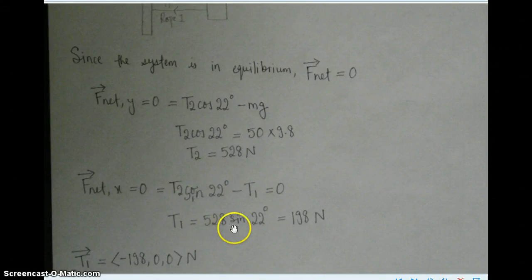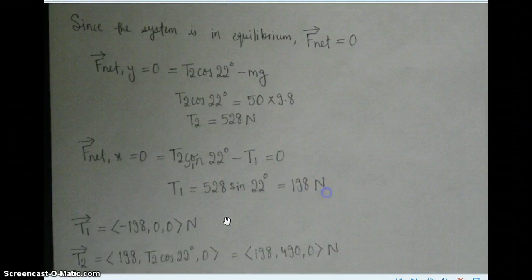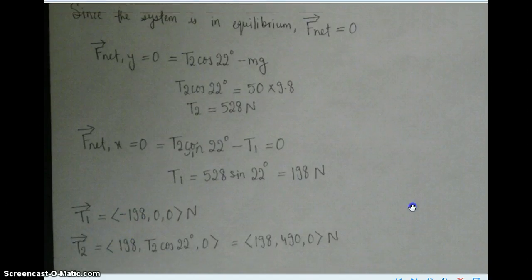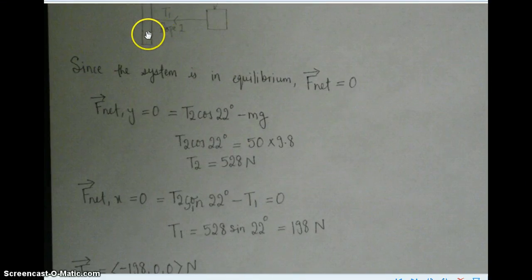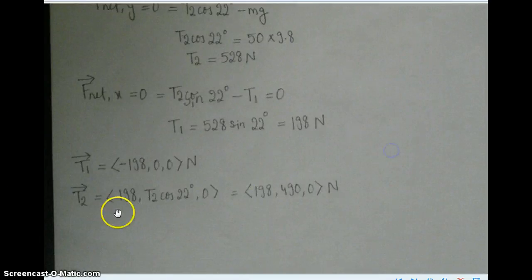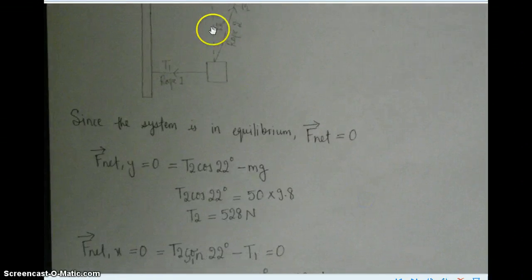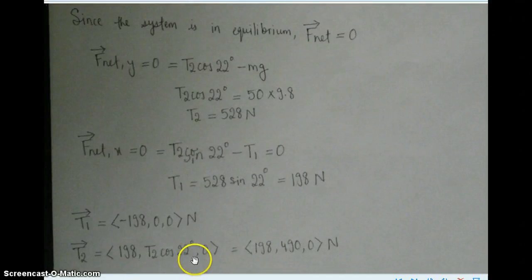T1 equals 528 sin 22 degrees, which is 198 Newton, and T1 in vector form is minus 198 Newton, since T1 acts in the negative x direction. For T2, 198 is the x component, and T2 cos 22 degrees is its vertical component, and the k component is 0. So it's 198, 490, 0 Newton.